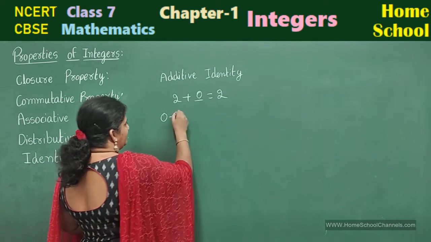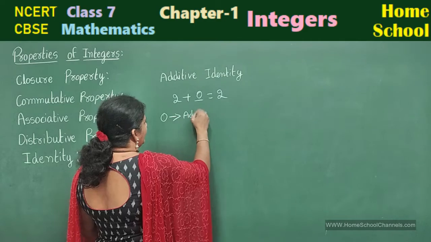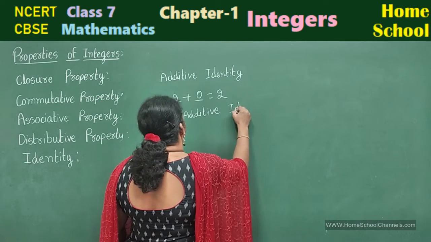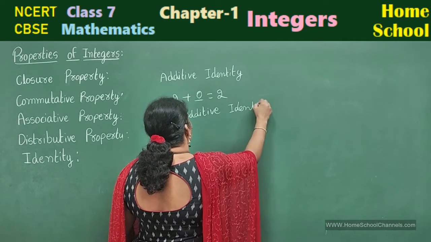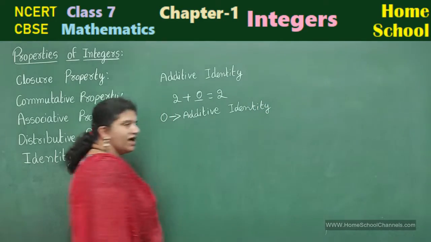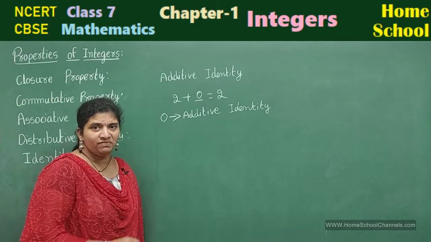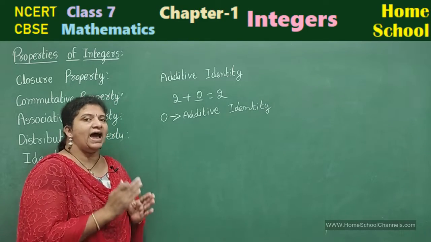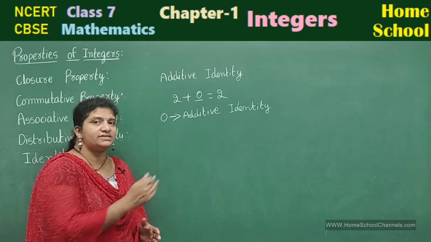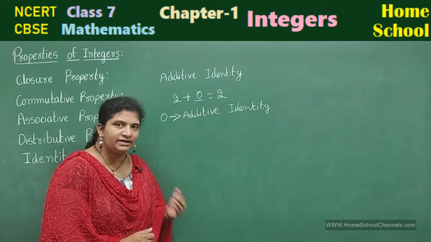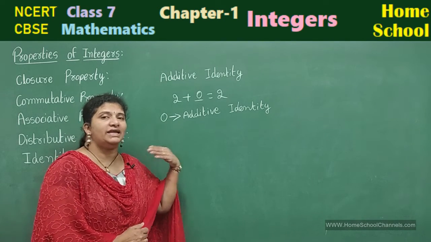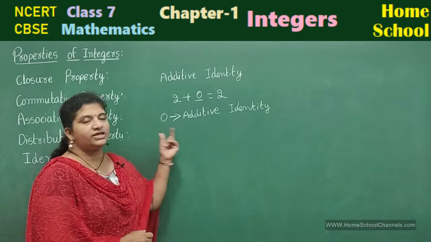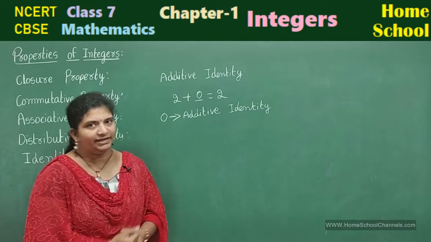So what do we say? 0 is called the additive identity. If you want, you can check with any number. Minus 5 plus 0 is minus 5. 100 plus 0 is 100. So, if you add 0 to a number, you get the same number. If you add 0 to an integer, the same integer is the result. Therefore, 0 is called the additive identity.